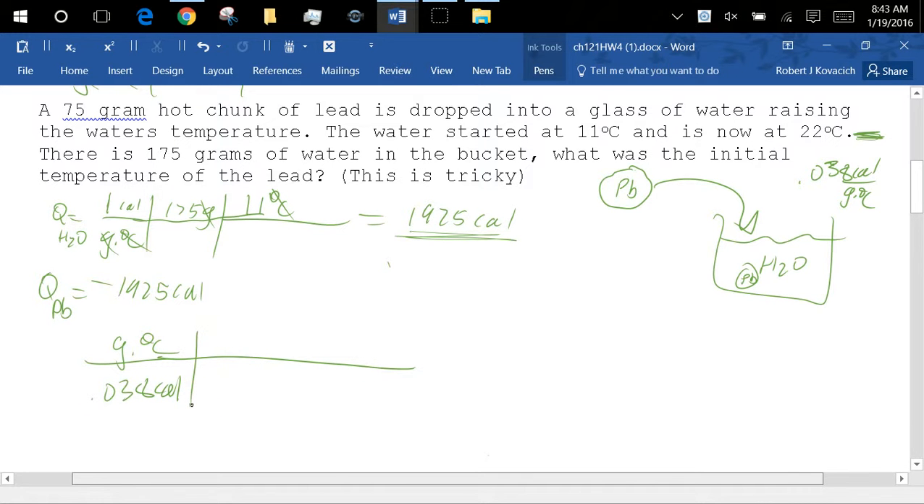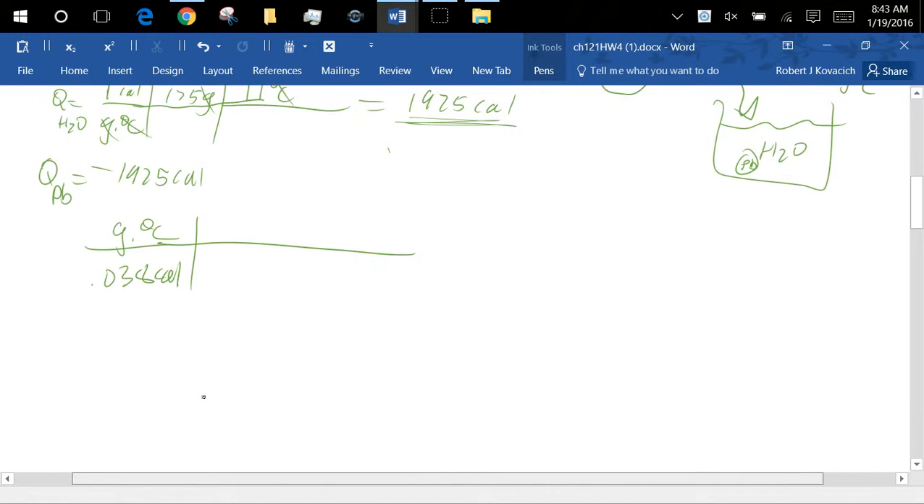Why am I writing it like that? I want Celsius in my answer, and I need that Celsius unit in the numerator, so I flip it over to give me the unit that I want where I want it. Now I need to get rid of the calories and the grams. How am I going to get rid of the calorie unit? Use the negative 1925. If I use negative 1925 calories here, now the calories are gone. Now what can I do? 75 grams in the denominator. That's the mass of my lead, and now that's gone.